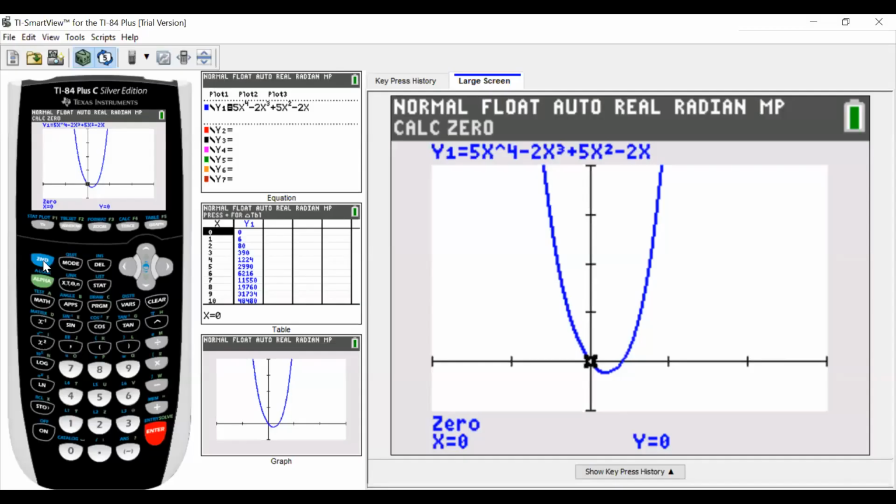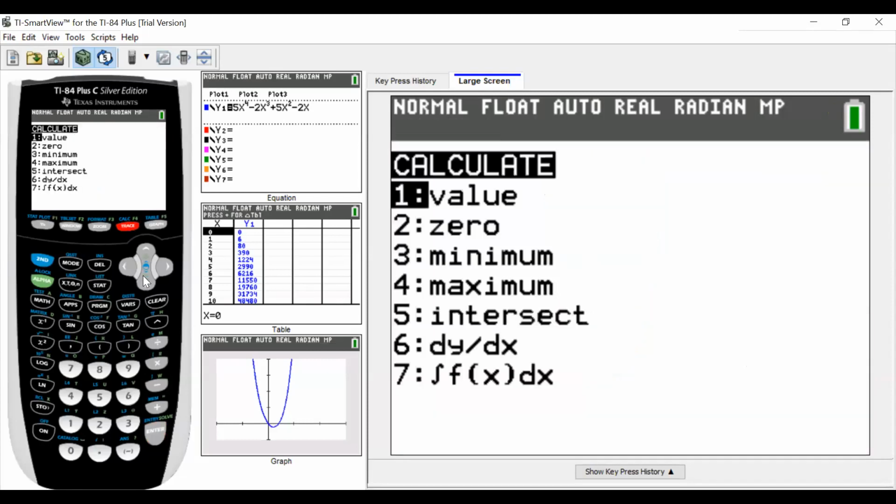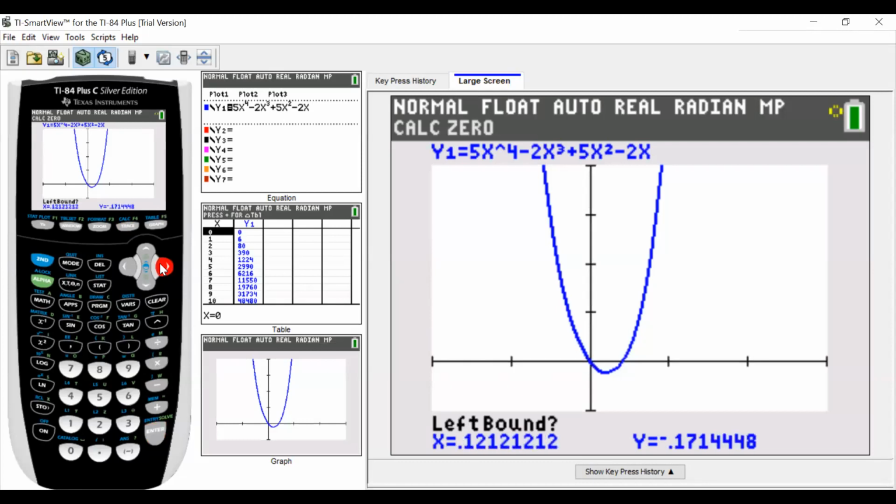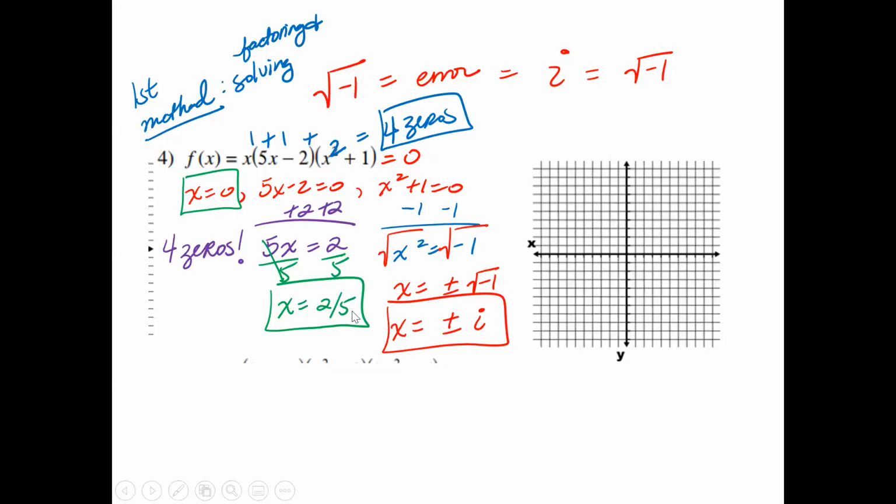So you're going to move your little second calc, go down to 0 for number 2, hit enter, and then move your little right arrow. Okay, I'm going to go below the x-axis first, hit enter. Go above the x-axis, hit enter. Once you have your two little triangles, hit enter a third time. And then what does it say? 0.4. And that makes sense because if you go back to this, wasn't 2 divided by 5 0.4, you guys, right?